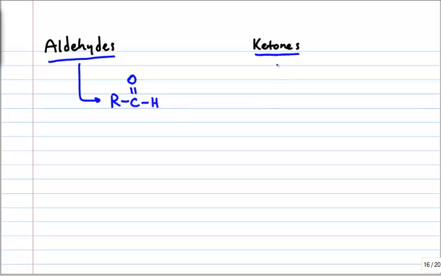Ketones are similar, but this difference really makes them have different properties. It's R, C double bond O, the carbonyl, R. So there is no C double bond O H. So there's no hydrogen bonded to a carbon that's part of a carbonyl. Again, this gives aldehydes and ketones different properties.